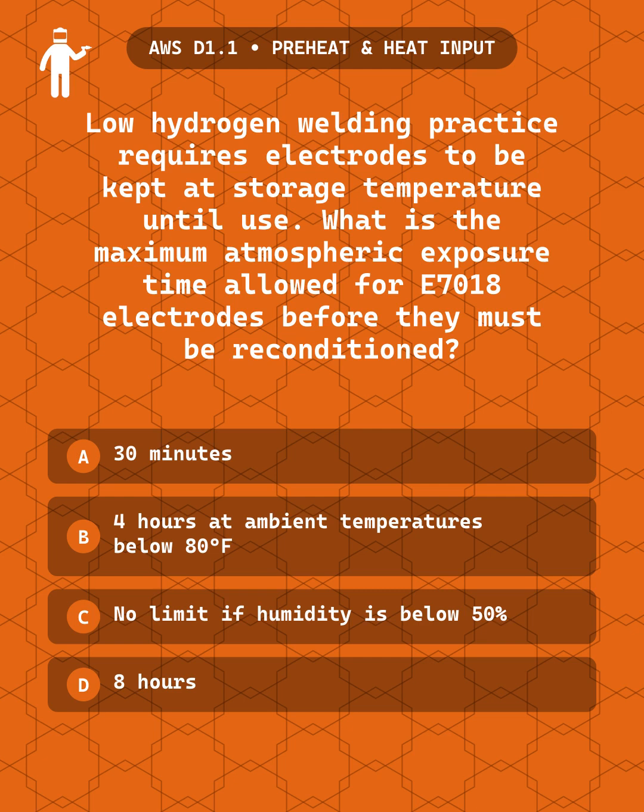Question 8. Low hydrogen electrodes must be stored until use. What is the maximum atmospheric exposure time allowed for E7018 electrodes before reconditioning is required? Is it A, 30 minutes, B, 4 hours at ambient temperatures below 80 degrees, C, no limit if humidity is below 50%, or D, 8 hours?